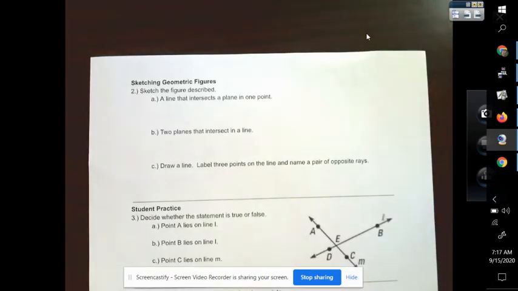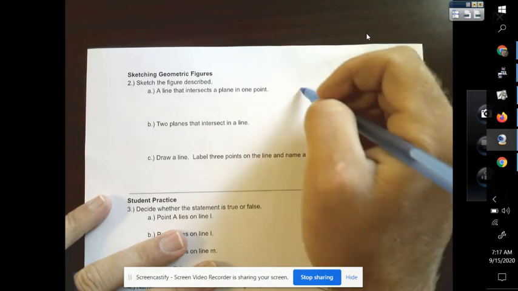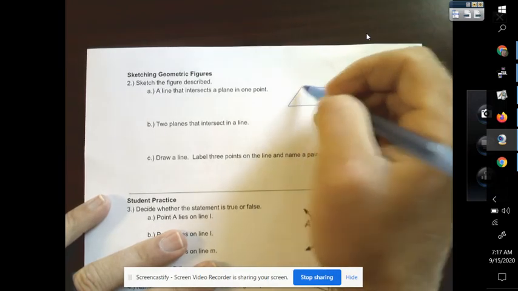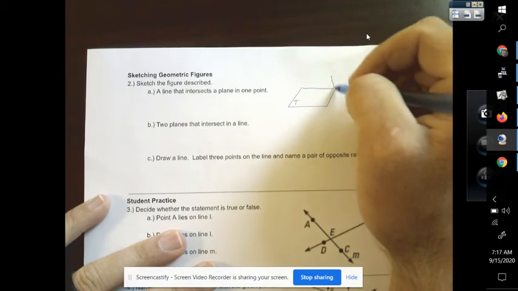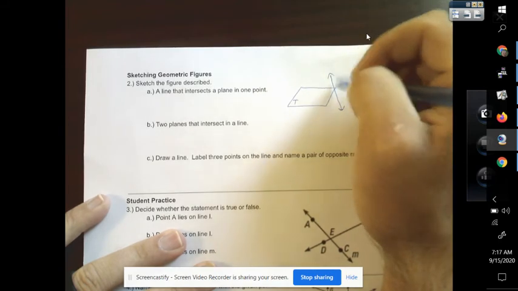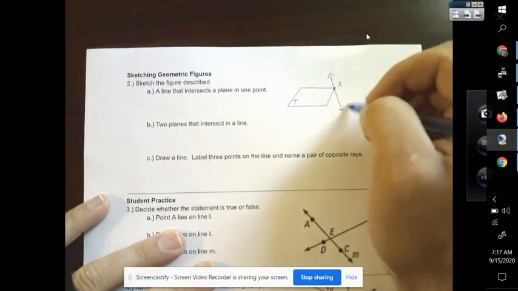Sketching the figure described: the line that intersects a plane in one point. So guys, I'm never going to judge you really on your artistic ability. Please do the best you can. So here is my plane. I'm going to call this plane T. And then a line hits it at one point. I'm going to hit it right on the edge there. We'll call that point A. And I'm going to call this line M.